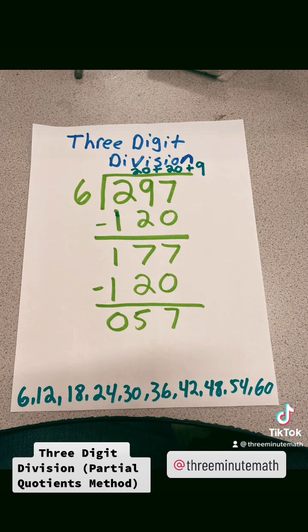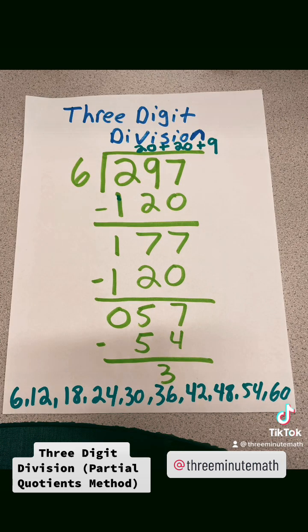Now I need to ask myself, how many times does 6 go into 57? Well, 6 times 9 equals 54, so I know it goes in there 9 times, and I write 9 above. Then I do 9 times 6 to give me 54. I subtract that from 57 and am left with 3.